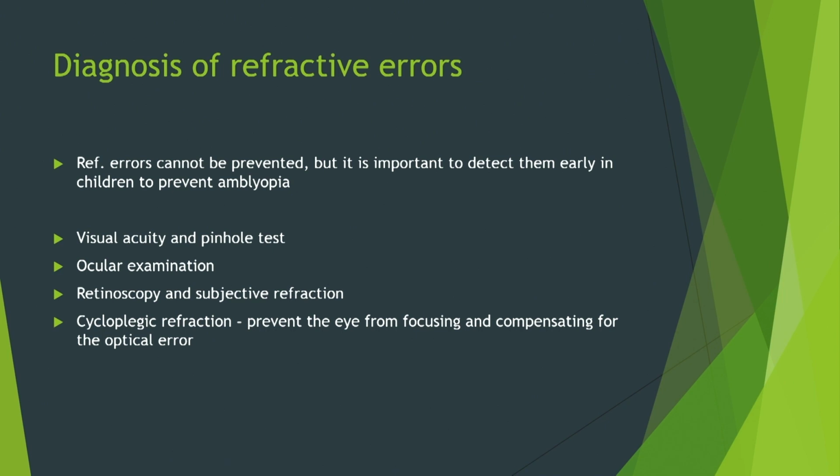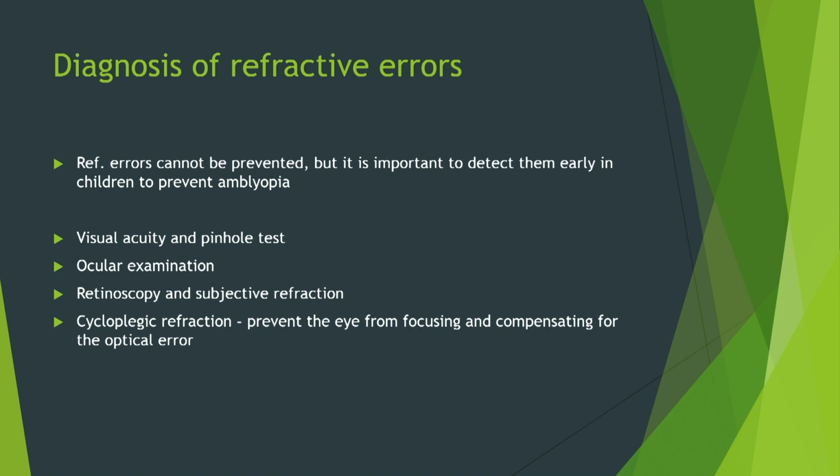So how do you diagnose? I think you must have covered that part. In children, refractive error is naturally occurring and we can't prevent it, because it is the dimensions of the eyeball that lead to refractive errors. But it is important to detect it early in children to prevent amblyopia. That's the most important thing. The diagnosis is by examination, and I don't have to go into detail, as you must have done that.